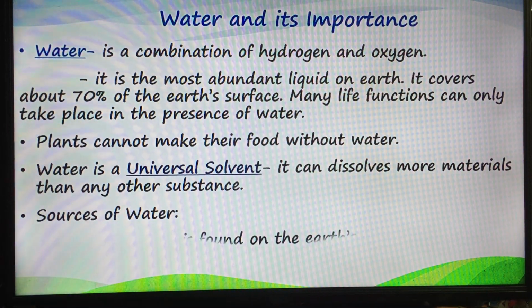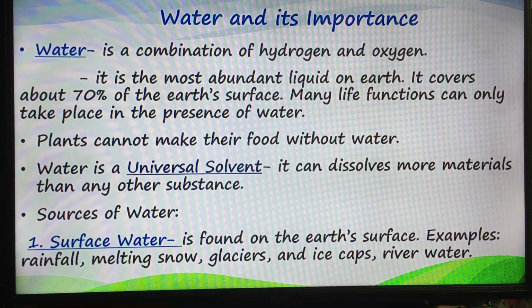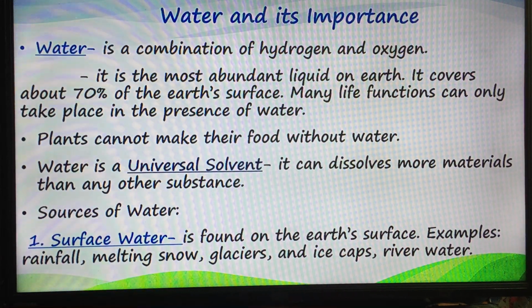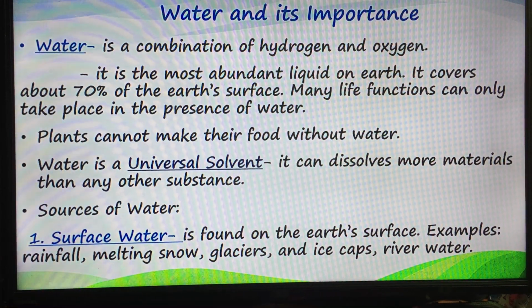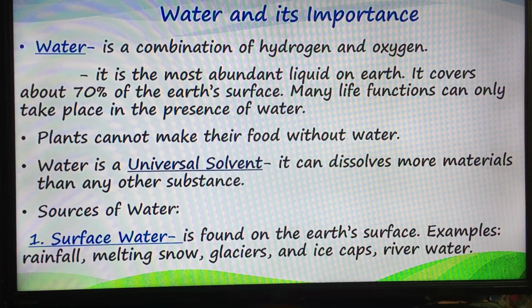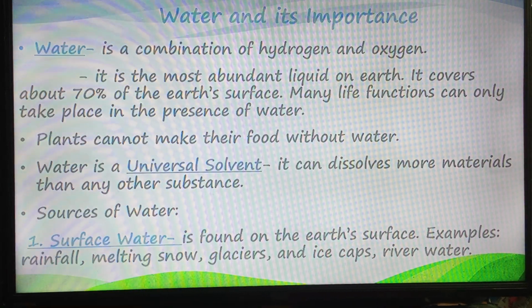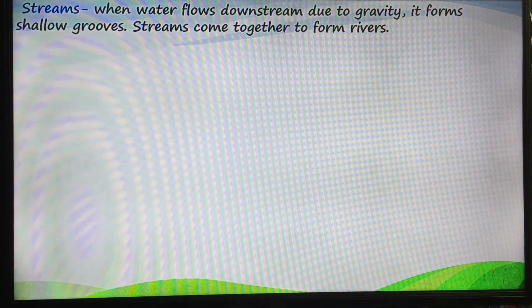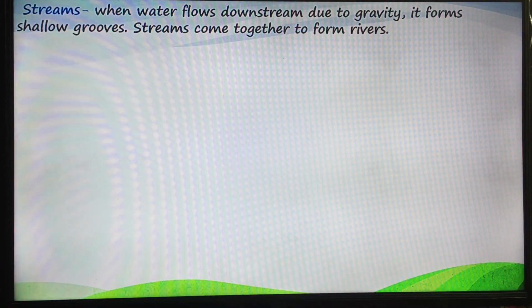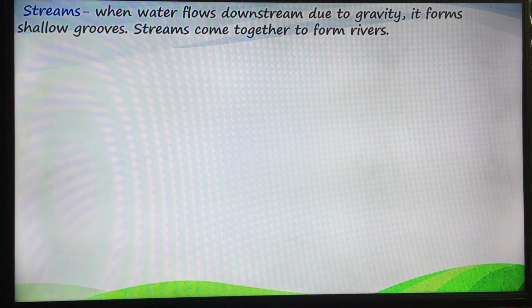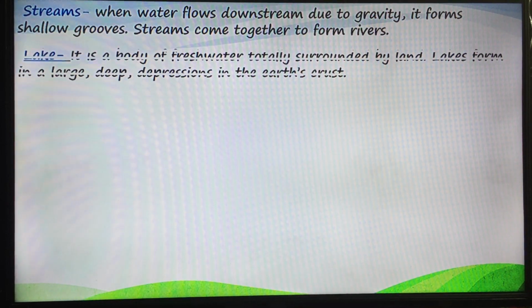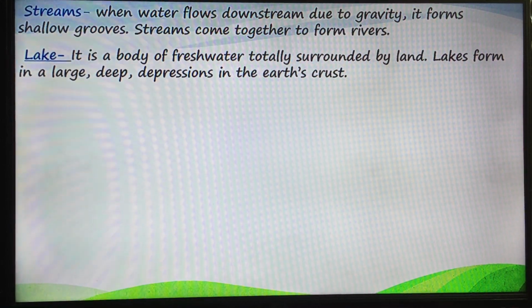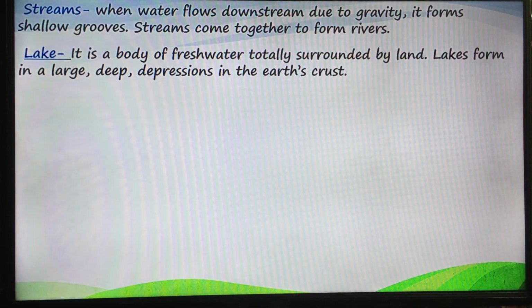There are sources of water. 1. Surface water is found on the Earth's surface. Examples: rainfall, melting snow, glaciers and ice caps, and river water. Streams. When water flows downstream due to gravity, it forms shallow grooves. Streams come together to form rivers. Lake. It is a body of fresh water totally surrounded by land. Lakes form in large deep depressions in the Earth's crust.